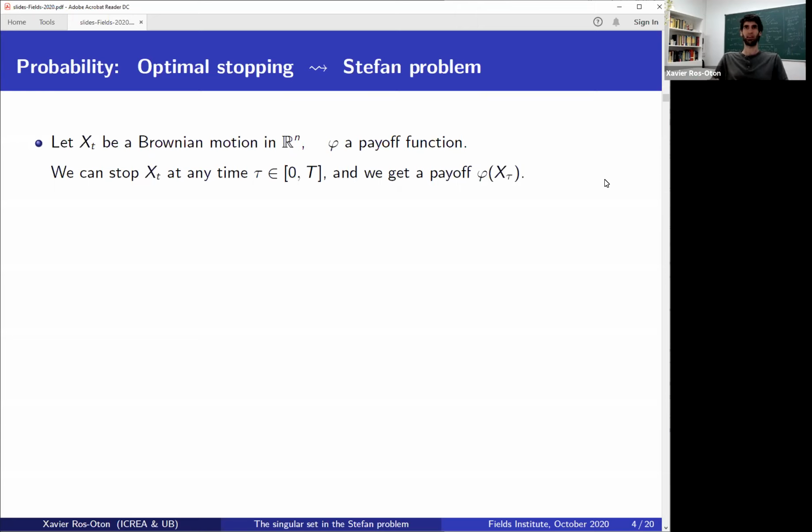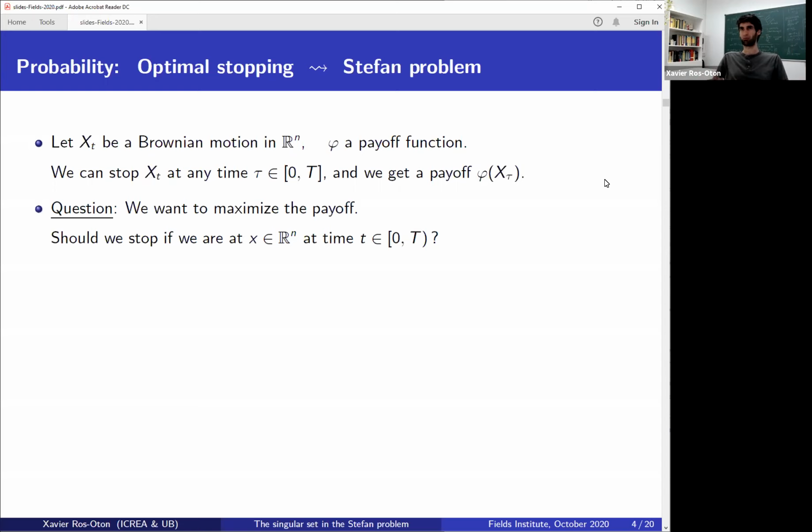The game you want to play is: I want to maximize my payoff. Say these payoffs are dollars, then I want to maximize my payoff. And the question is, should I stop if my Brownian motion has led me to a point x in R^n at time t, from 0 to capital T, so there is a deadline? Should I stop, or is it better to continue and hope for better payoffs in the future? This is the optimal stopping problem. This problem is well posed.